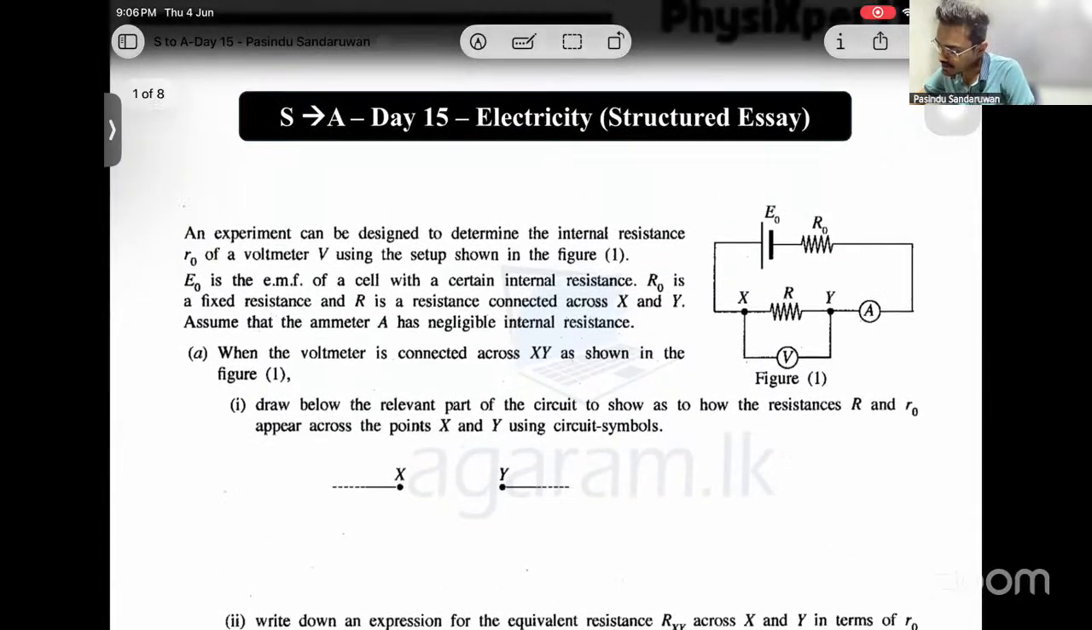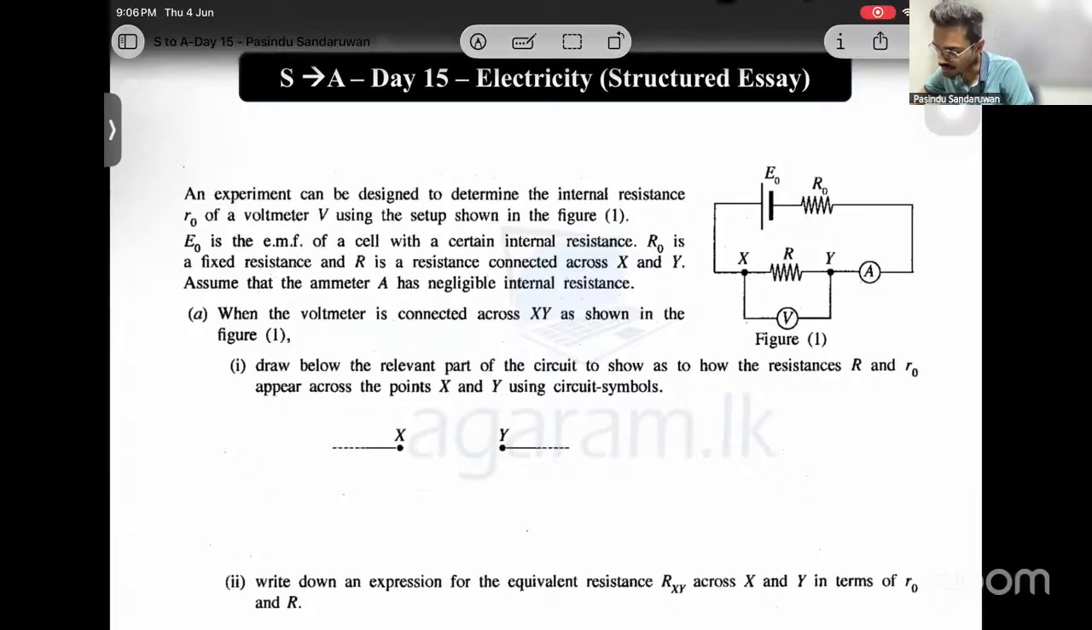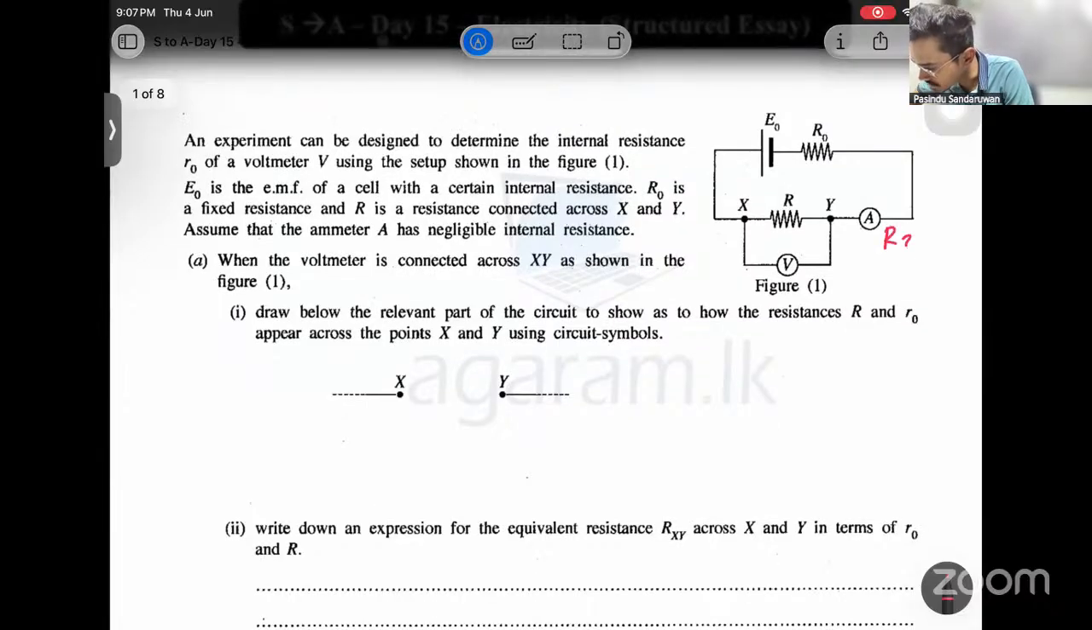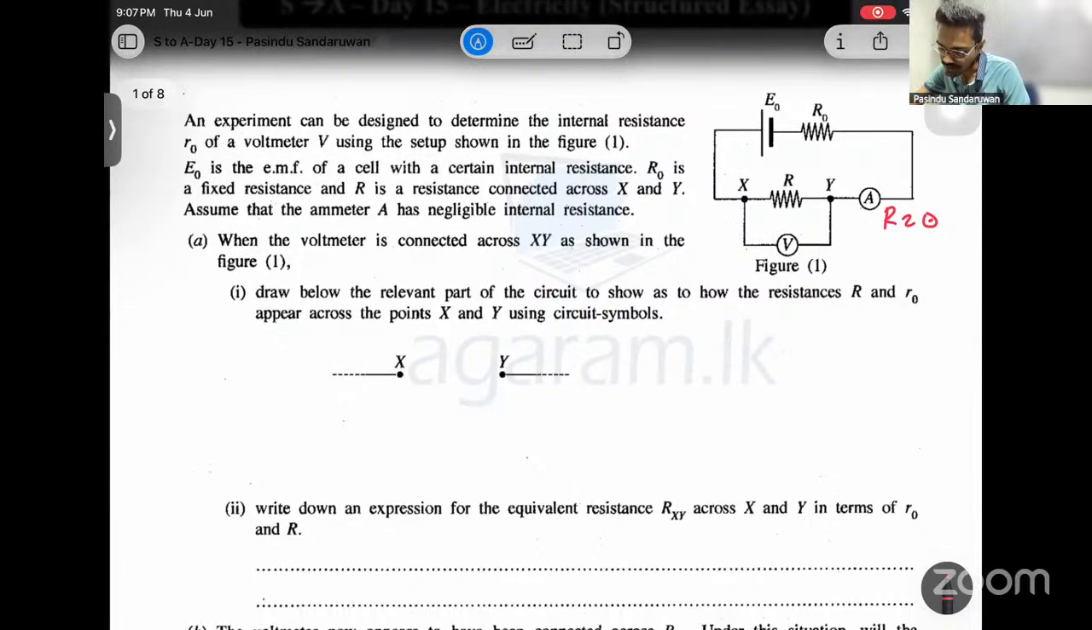An experiment can be designed to determine the internal resistance R naught of a voltmeter V using the setup shown in figure 1. E naught is the EMF of a cell with a certain internal resistance. R naught is a fixed resistance and R is a resistance connected across X and Y. Assume that the ammeter A has negligible internal resistance, so the internal resistance of the ammeter is negligible, this is R equals 0.